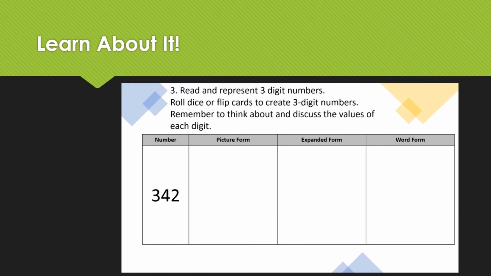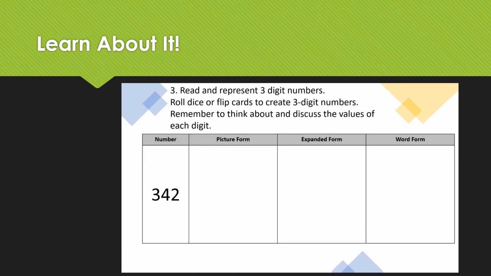A big part of what we're doing today is reading and representing three-digit numbers. So for our next activity, Mr. Pizek's going to give us some insight on what we're going to be doing. Today, we will work on reading and representing three-digit numbers. To do this, we are either going to roll a die or flip cards to create our three-digit numbers. As you're working, think about and discuss the values of each digit. For our example today, I'm going to use the number 342. I can represent that number as a picture, in expanded form, and also in words.